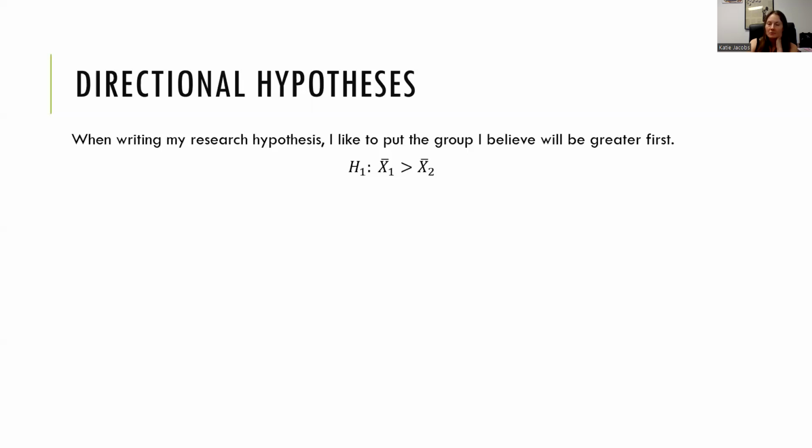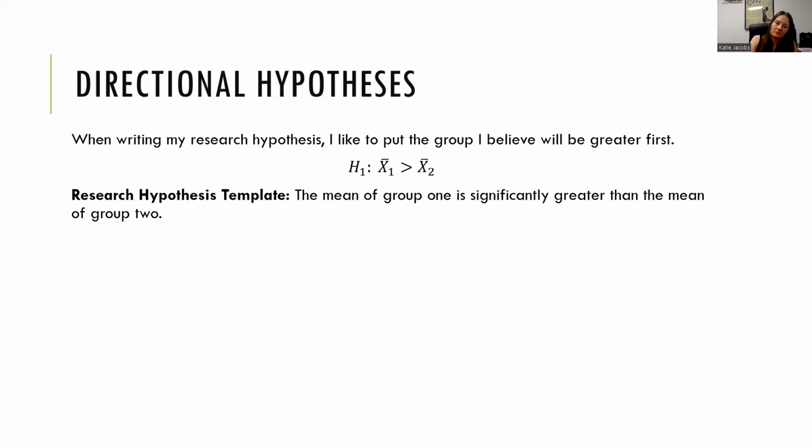All right, so we have H sub 1, which is our symbol for research hypothesis. Then we're putting a colon. Then we have X bar sub 1, so the mean of group 1 is greater than the mean of group 2. So I have another template. I bet you are shocked. For our research hypothesis template: the mean of group 1 is significantly greater than the mean of group 2.